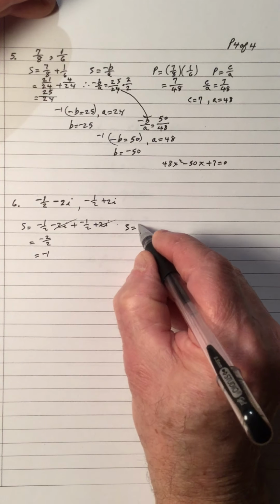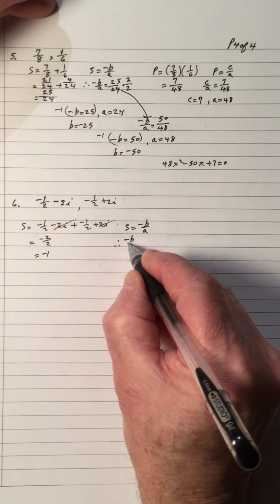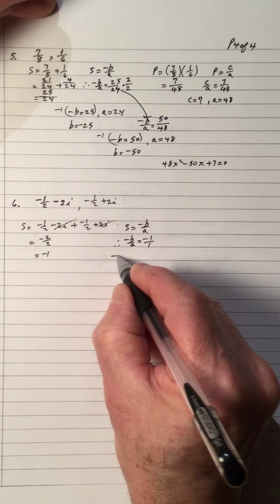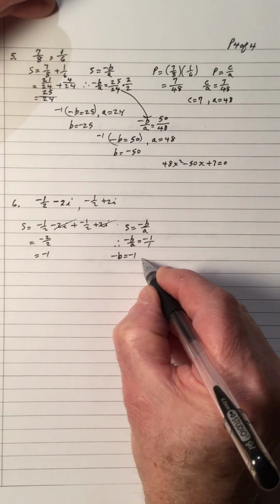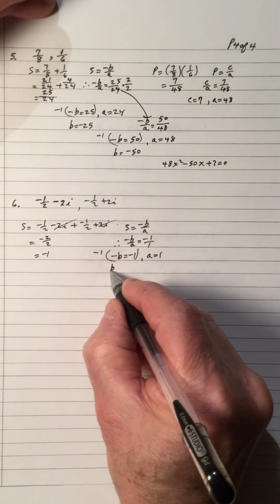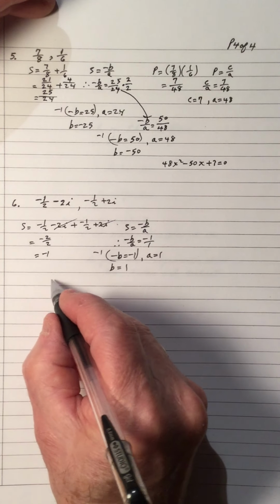And the sum of the roots is negative b over a. So negative b over a equals negative 1 over 1. Negative b equals negative 1. A is 1. Multiply by negative 1. B is 1. And we have to get the product of the roots.